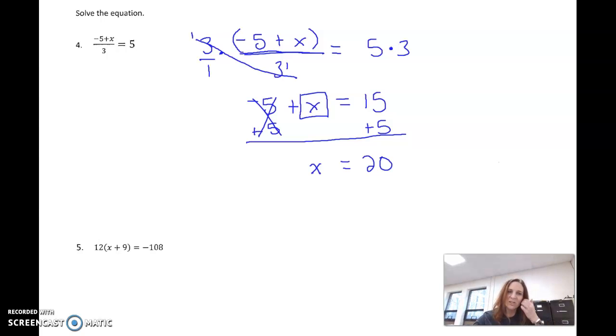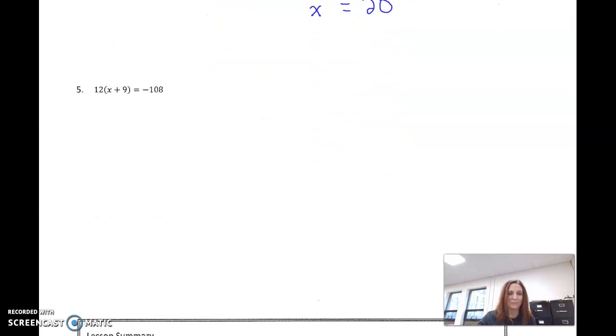So sometimes equations can look a little different, so I want to give you some hints here. Okay? When you have a number on the bottom like this, if you multiply each side by that number, it goes away. All right, the other one I want you to be aware of is this right here, okay? 12 times the quantity. When you hear me say times the quantity, it means parentheses. x plus 9 equals -108, okay?